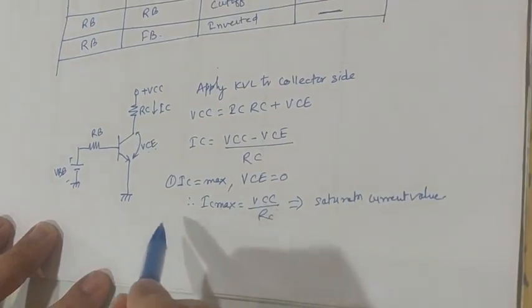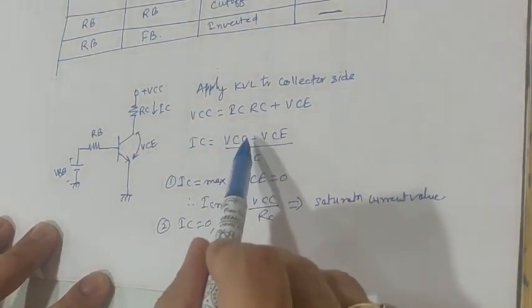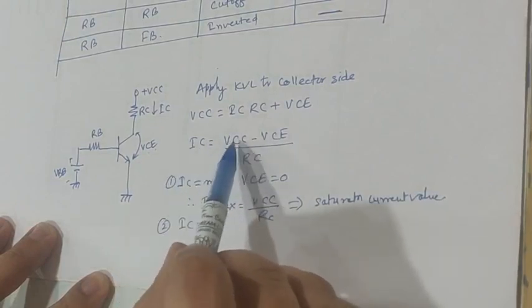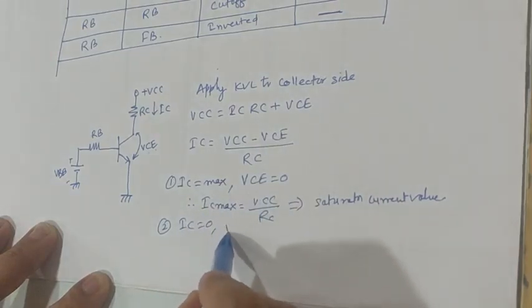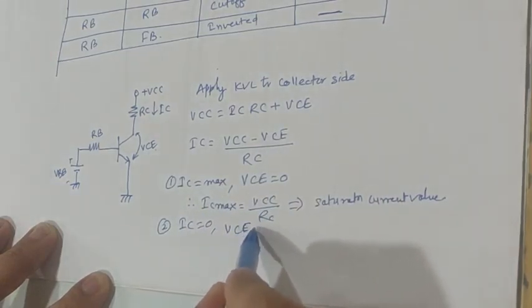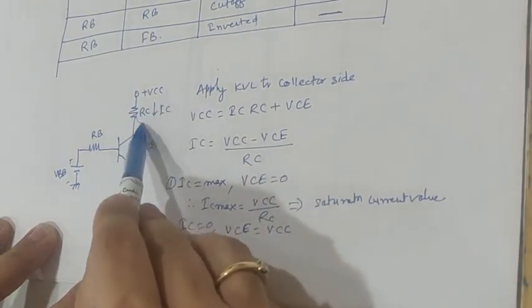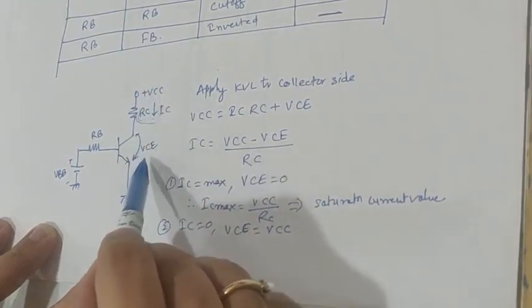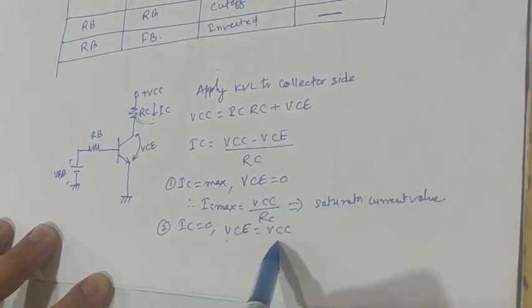Okay. Similarly, the second case is I want IC to be 0. So for IC to be 0, if I put IC equal to 0 here, you can see the drop across RC will become 0 and VCC will be equal to VCE. So for IC equal to 0, what should happen? VCE should be equal to VCC, because IC is 0. The entire drop across this particular resistance becomes 0 and VCC will be available at VCE. Therefore VCE becomes equal to VCC.